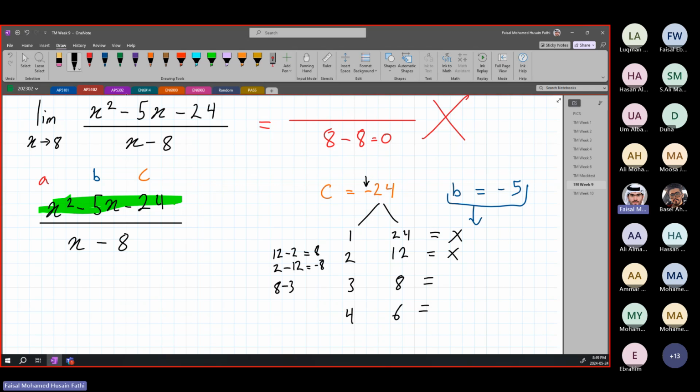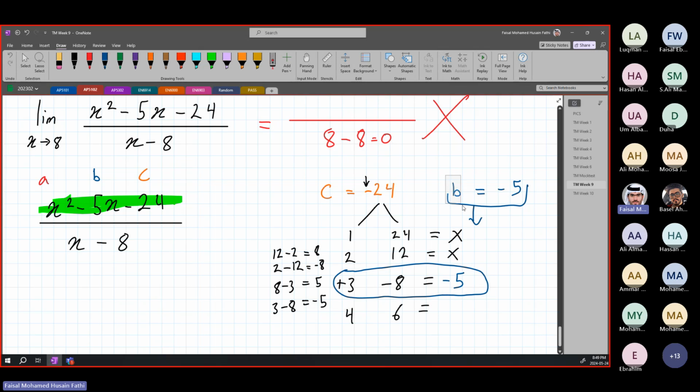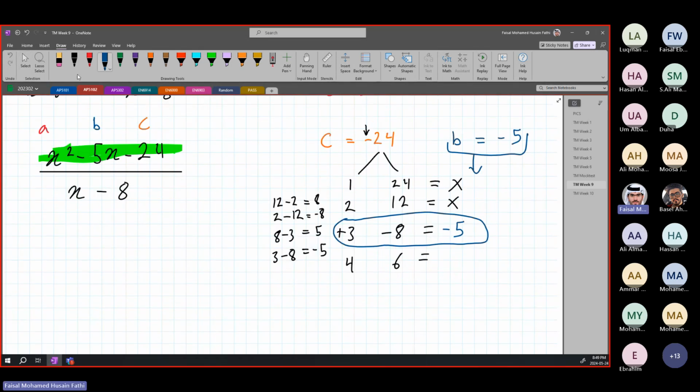8 minus 3 is equal to 5. Okay, this is the correct value, but the minus is on the wrong side. 3 minus 8 is going to give us minus 5, which is the correct value. So we have minus 8 and plus 3. And this is what is going to be selected because it gives us the final answer of minus 5, which is our B value.